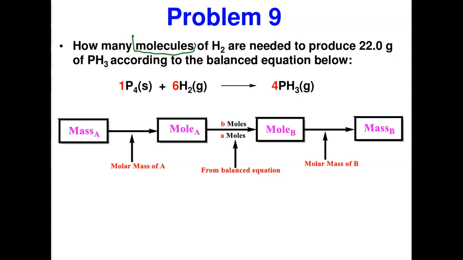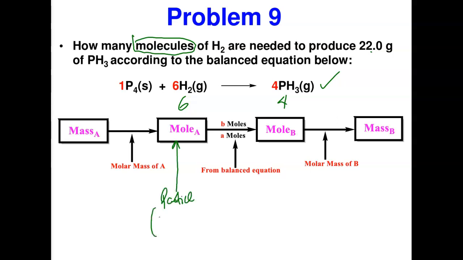What it means is, you look at this question, it says, how many particles of hydrogen are needed to produce 22 grams of PH3 according to the equation, just like the equation I've used earlier. So we're looking at the relationship between this guy, which is 4, is to hydrogen, which is 6. However, now we're looking at it for the molecule. So basically what we're going to do is convert from mass of PH3 to moles of PH3, and from moles of PH3, you convert to moles of hydrogen, and from moles of hydrogen to molecules of hydrogen.